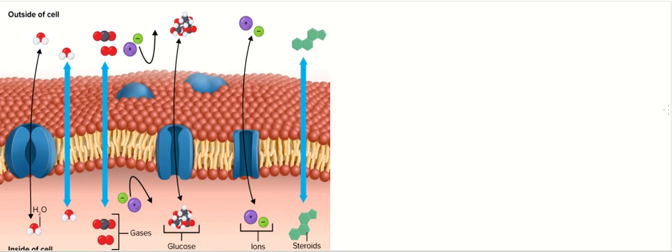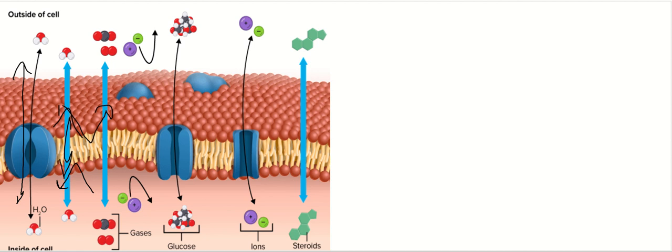So water is polar, so a lot of it does get repelled by the phospholipid tails. But it is small enough for some of it to cross directly through the phospholipids. But that's not something you want to memorize. That's not the key point. Water will go through as long as there's a concentration gradient. Water can go in and out of the cell through facilitated diffusion.